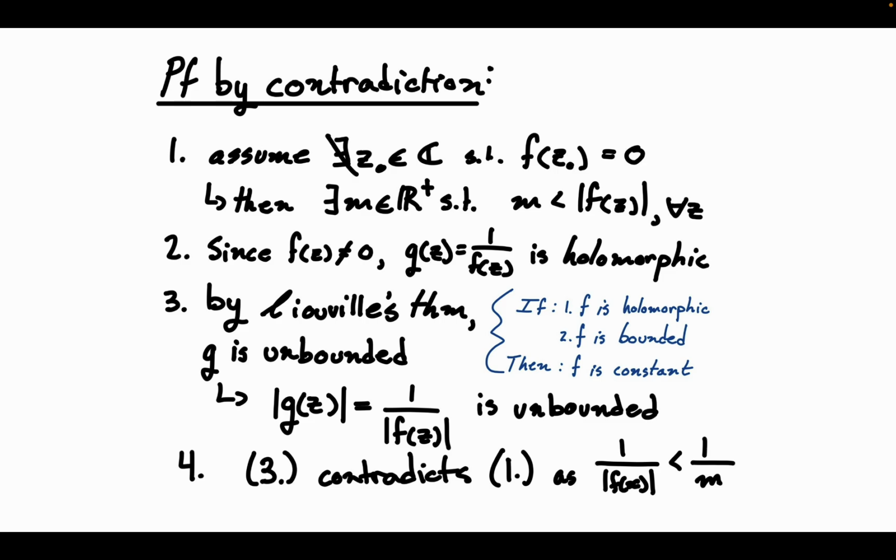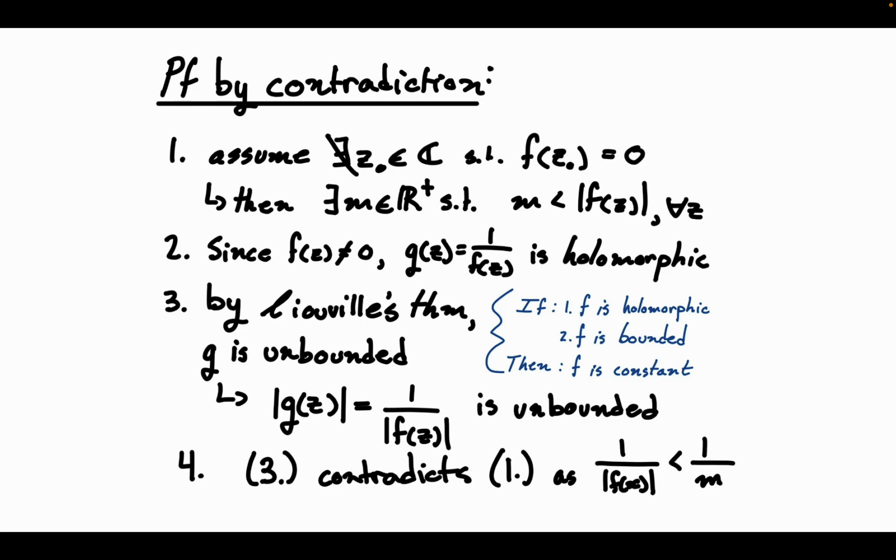3, by Liouville's theorem, we'll say that g is unbounded. Now, how do we do this? In blue, sorry, you'll see Liouville's theorem. If f is holomorphic, if f is bounded, then f is constant. Well, we'll use the contrapositive of this, because of course g of z is not constant, as we assume that f of z is not constant, and we know that g is holomorphic, so by contrapositive, g must be unbounded.